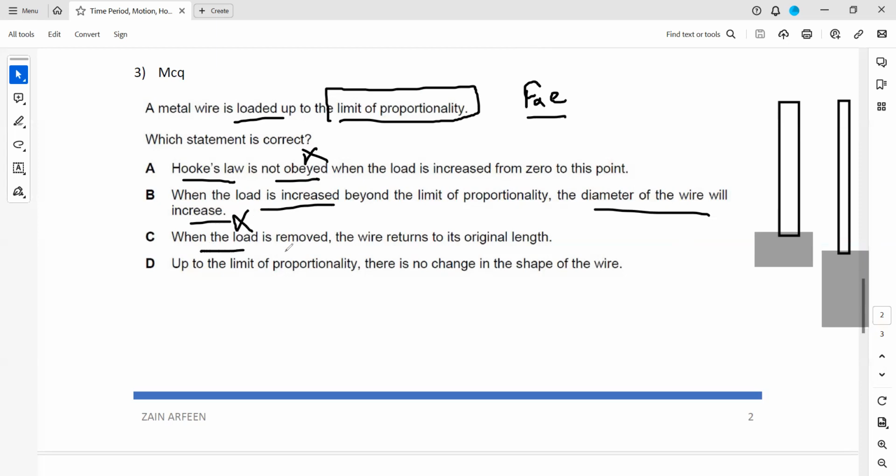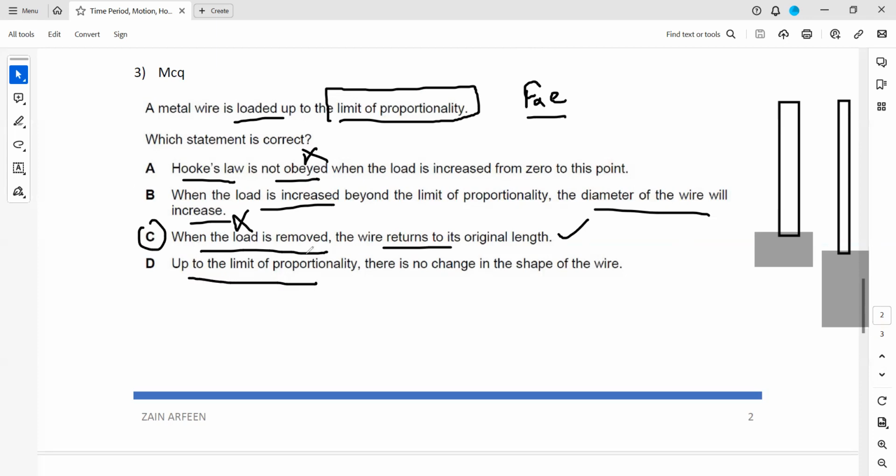What about C? When a load is removed, the wire will return to its original length. That's right. Within the limit of proportionality, or within the elastic limit, when we remove the force, the object will return back to the same original length.